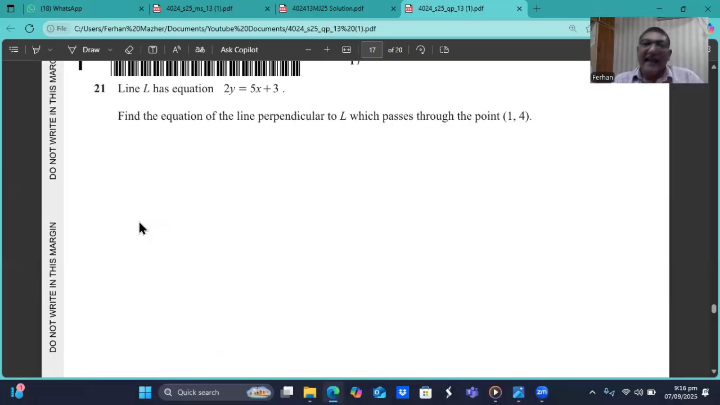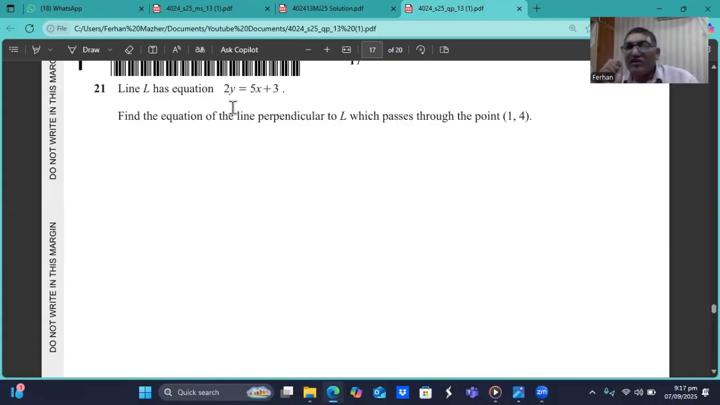It says line L has equation 2y equals 5x plus 3. Find the equation of the line perpendicular to L which passes through the point (1/4, 1, 4). First of all, I will find the gradient of this line L. How do we do that? The equation of the line L is given. If the equation is given, you make y the subject of the formula. The y should be positive and alone on one side of the equal sign. On the other side, whatever is the coefficient of x will be the gradient of that line.